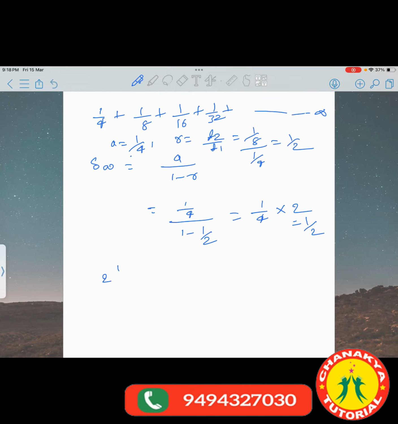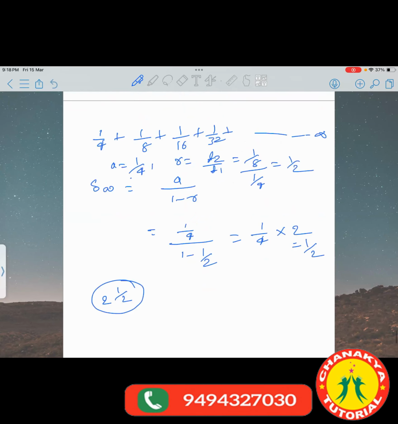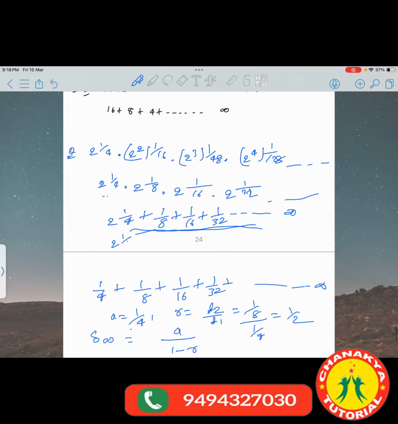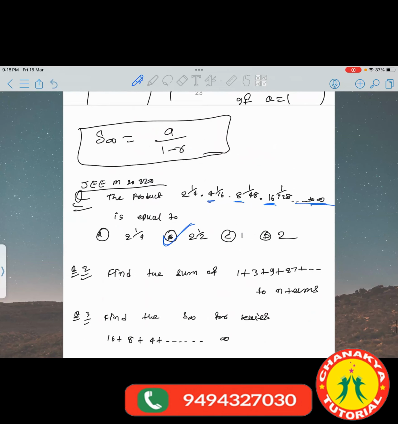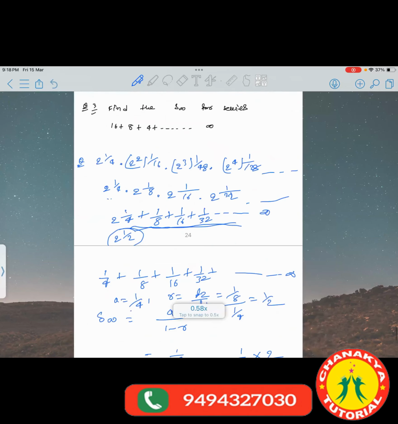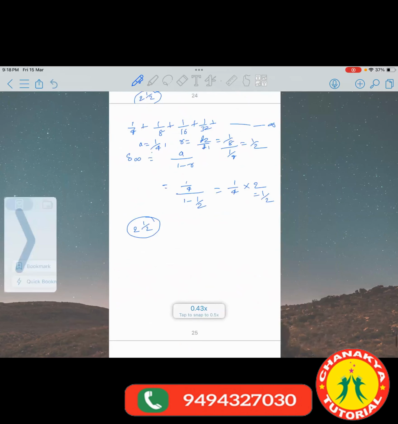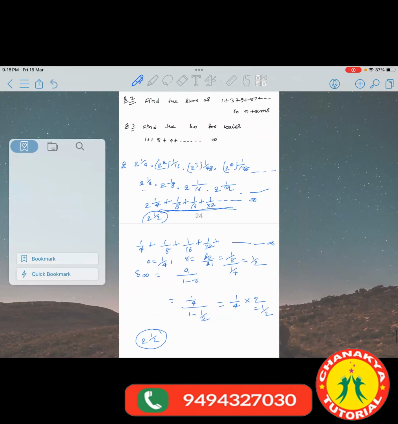So 2 power 1 by 2 is the final answer. And इसका सम निकाला, so 2 power 1 by 2 is the final answer. So which option? B option is correct. Clear है? Any doubt?